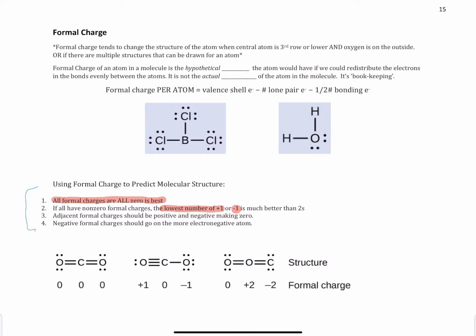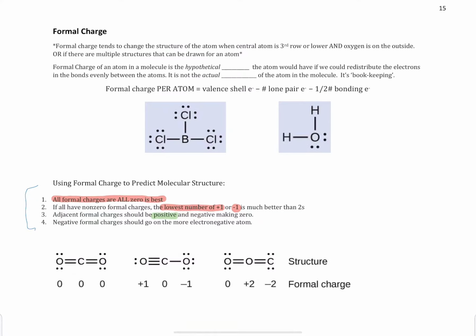If you end up with atoms beside each other, so they're bonded, right? If you have them beside each other and both of them have a formal charge, one should be positive, one should be negative, just FYI. And then if you still can't figure it out, then the negative one of that group should be on the more electronegative atom. So those last two rules aren't such a big deal. The first two are really big deals in general chemistry. So let's go back up to the top.